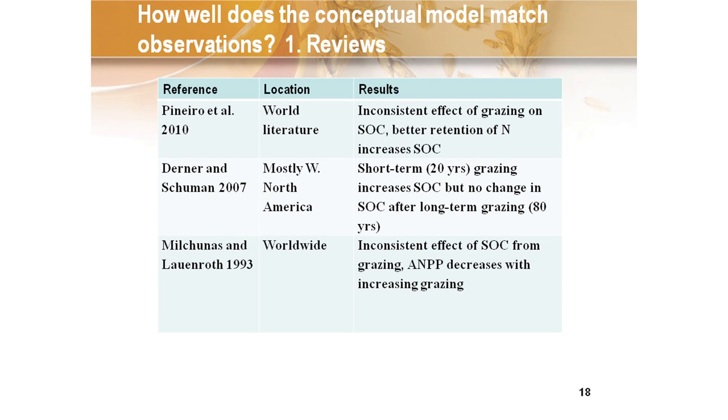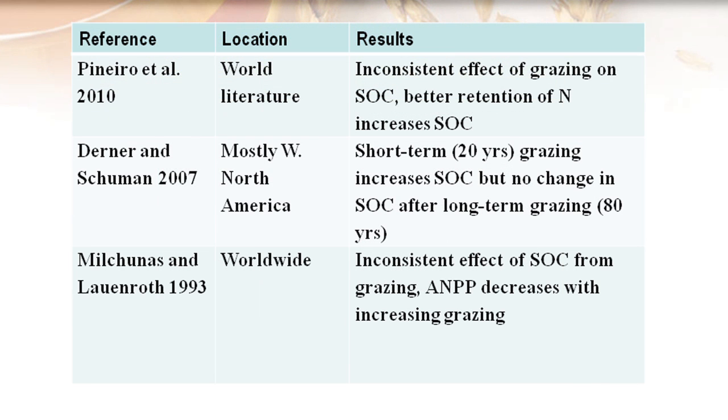So how does that match observations? There are a number of reviews in the literature saying it's generally inconsistent. There are certainly implications you can pull out from a large number of studies. Nitrogen is important, so if we can retain N, we can increase soil organic carbon. The length of time is important: in this set of studies, mostly from Western North America, the longer you go, the less likely you are to see a change from grazing. And another study again found inconsistent effects of grazing on soil organic carbon, but certainly demonstrable effects on annual net primary production.